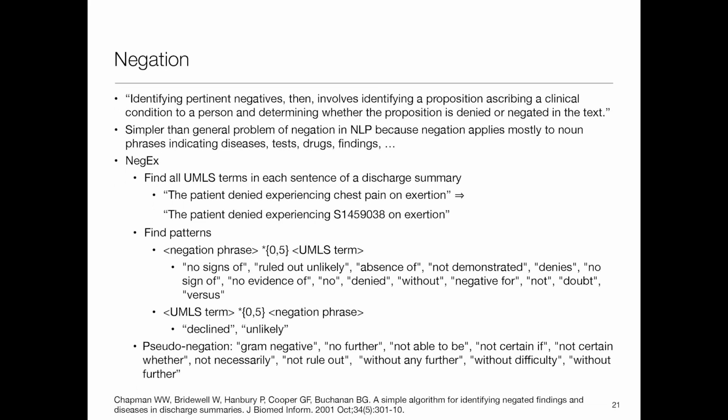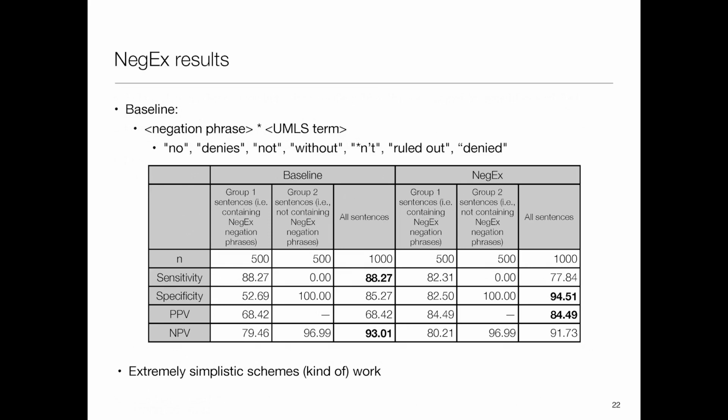Etc. So there are a bunch of exceptions. And what they found is that this actually, considering how incredibly simple it is, does reasonably well. So if you look at sentences that do not contain a negation phrase, and looked at 500 of them, you find that you get a sensitivity and specificity of 88 and 52%. For those that don't contain one of these phrases, of course, the sensitivity is 0 and the specificity is 100%.